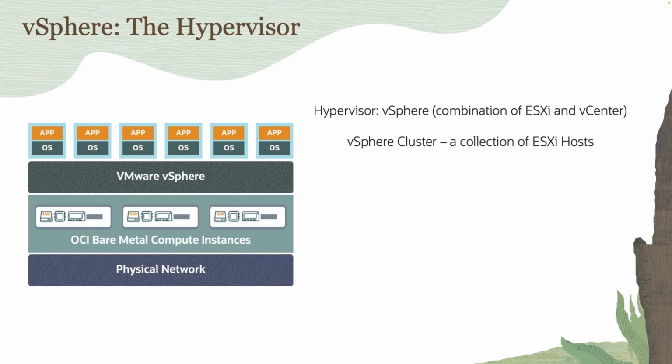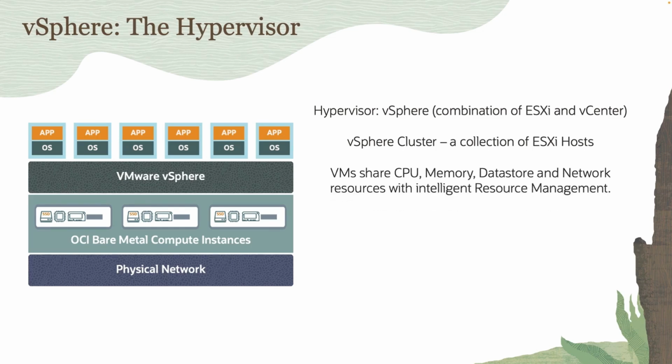A vSphere cluster is a group of ESXi hypervisor nodes. The vSphere cluster would aggregate resources in a distributed manner. The VMs deployed in a vSphere cluster share resources like the CPU, memory, data store, and network. As an example, the vSphere cluster combines all the physical CPU resources and makes them available for virtual machine consumption. Remember the concept of oversubscription we learned in our earlier lesson? The same oversubscription would be applied here.